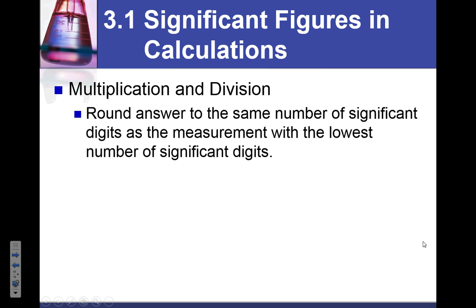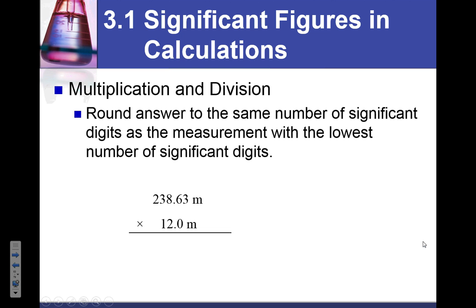Now we're going to round our answer to the same number of significant digits as the measurement with the lowest number of significant digits. So here is a typical problem where we knew two lengths and we're going to be measuring an area. The length on one side was 238.63 meters. That was our measured value. The length on the other side was 12.0 meters. And we want to calculate the area of that region of space, that rectangle.